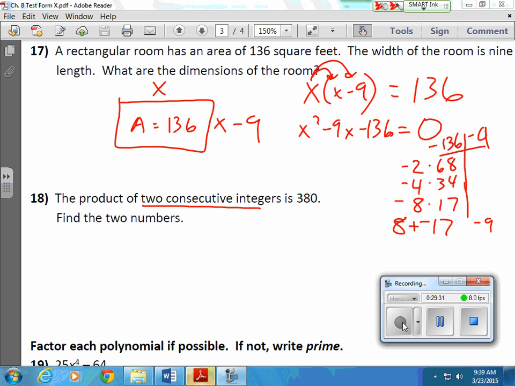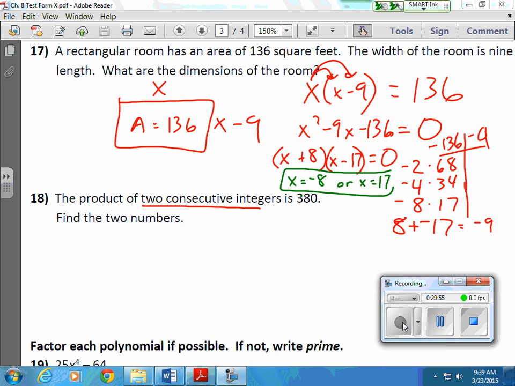Yeah, but really nice. Why didn't you look at that? Wait. So this is so much easier. Then my answer would be x plus 8, x minus 17, which means x would have to be negative 8, or x would have to be positive 17.